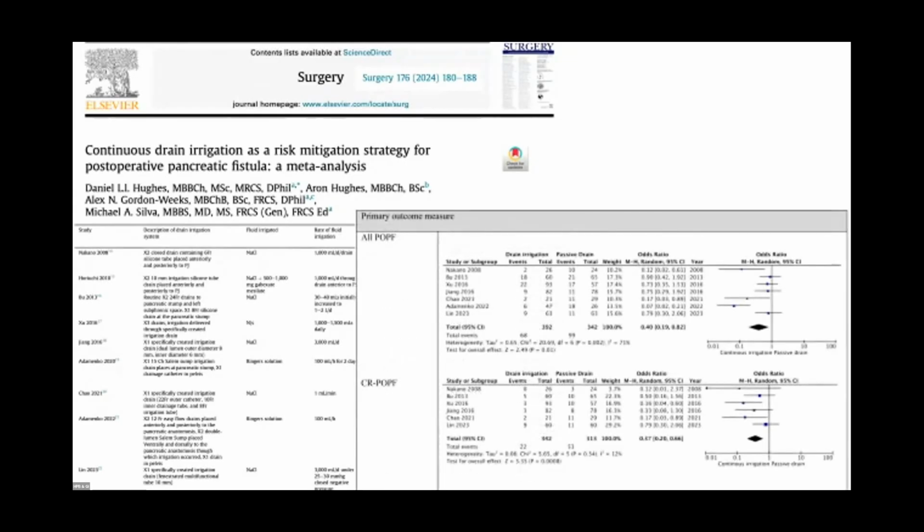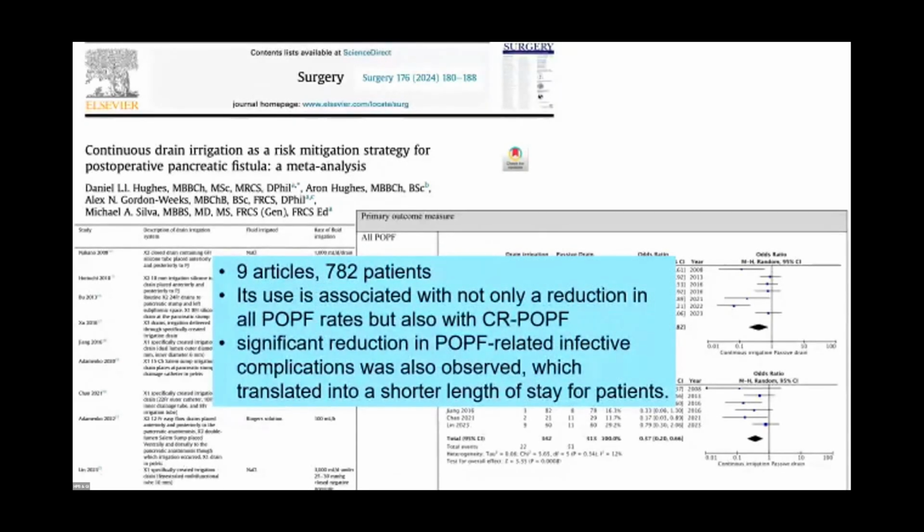And interestingly, the forest plot showed that all POPF and clinically relevant POPF were decreased in the group which had continuous irrigation. So there were 782 patients, 9 articles, and they all favored the use of continuous irrigation in the post-operative period. Again, I'm not sure whether anybody has tried this and what their experience is, but it is something which is there in the literature to look at.